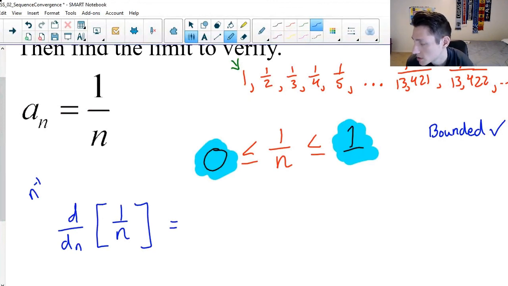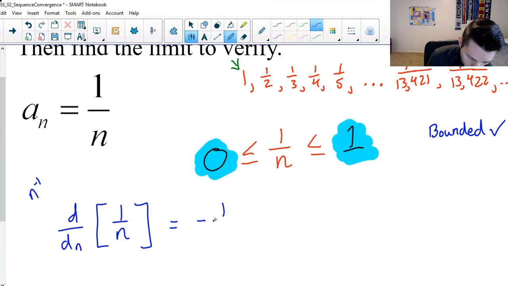Does it count as bounded if it's just approaching? Yes, because the point is, it'll still never be anything less than 0. So it is still bounded by 0. It's a good question.